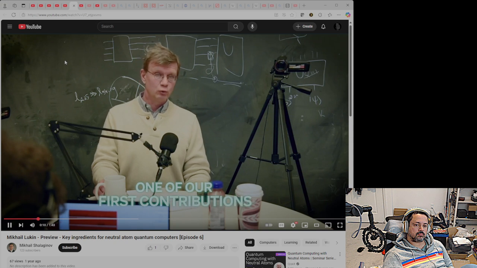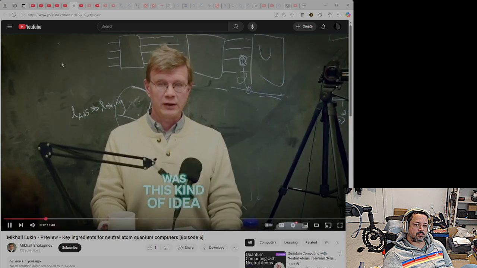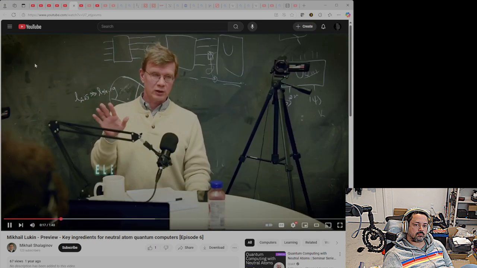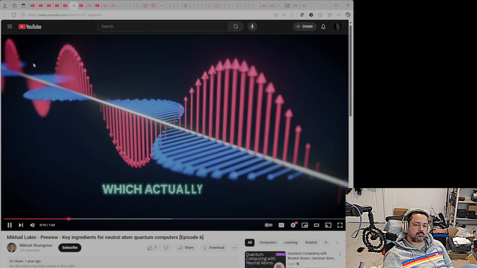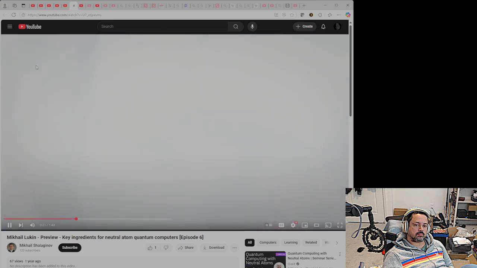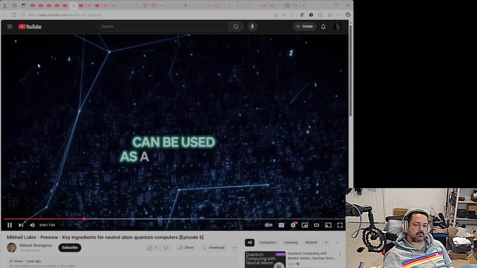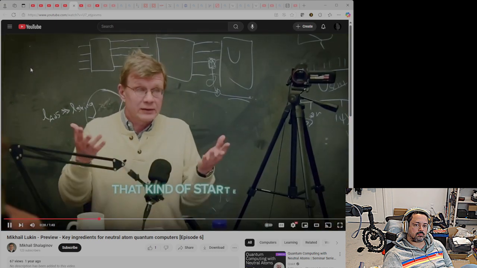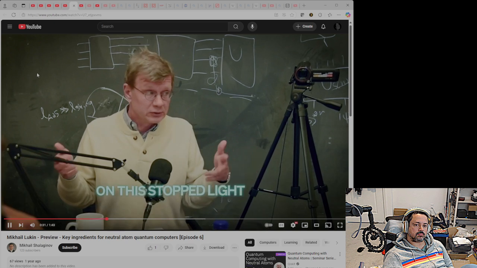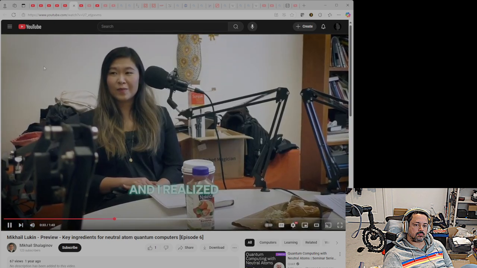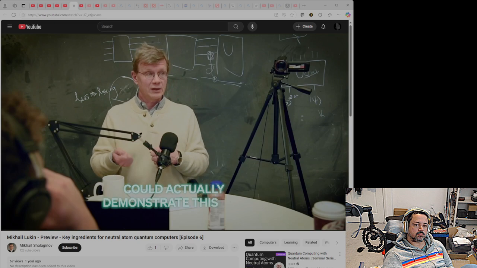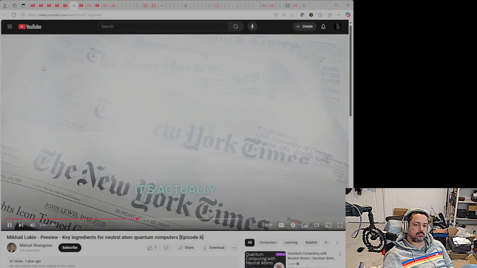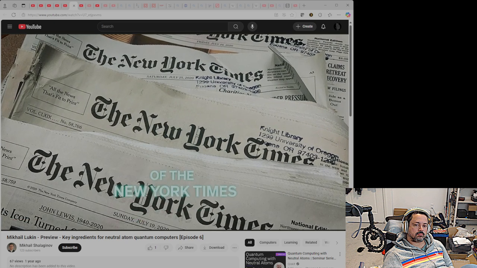One of our first contributions to this field was the idea involving the so-called stopped light. This idea was based on electromagnetically induced transparency, which can be used to slow light pulses. We realized that this method can be used as a mechanism to store a quantum state of light. That started this research direction on stopped light. I realized that one could actually demonstrate this idea, and we did it over a couple of months. It actually landed on the front page of the New York Times.